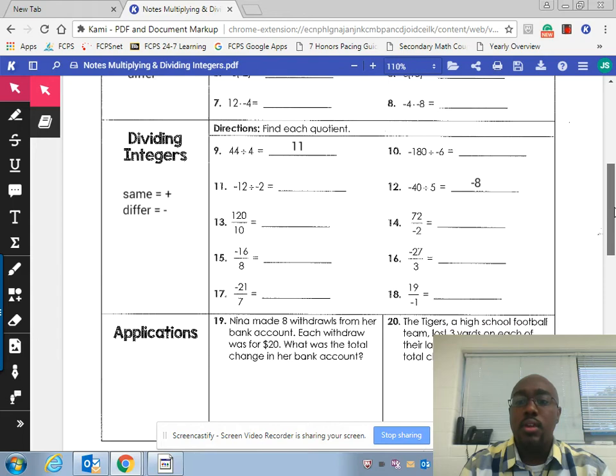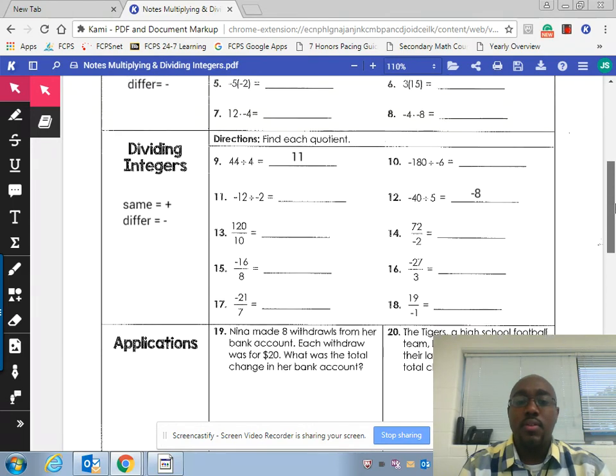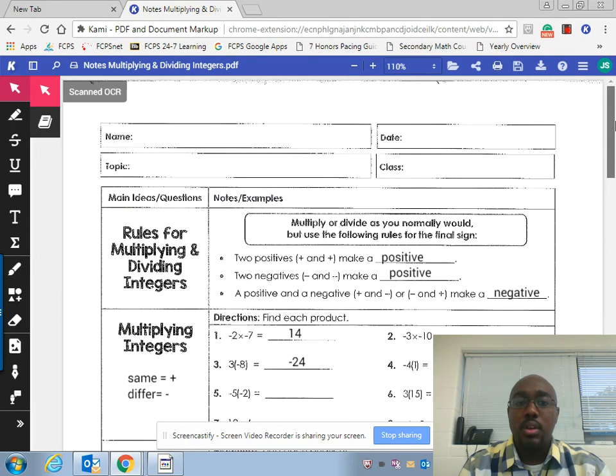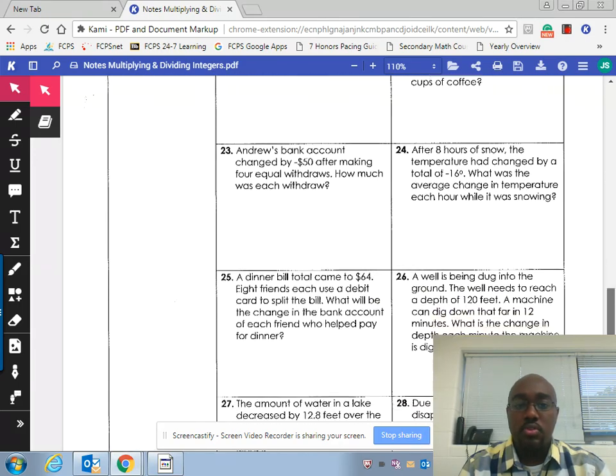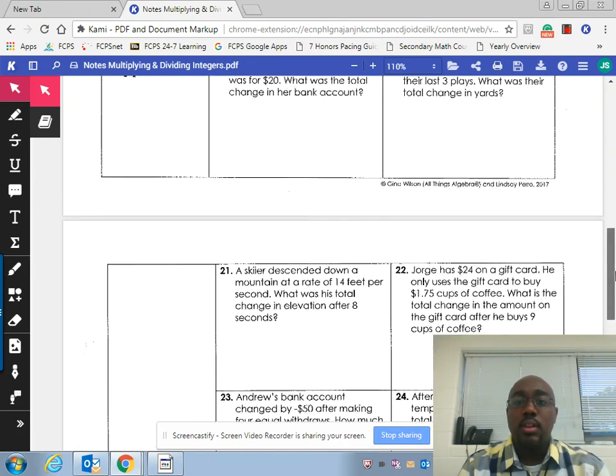What I want you to do is go ahead and finish all of these practice problems, including the word problems. The word problems are pretty straightforward, and we are going to discuss them in class tomorrow.